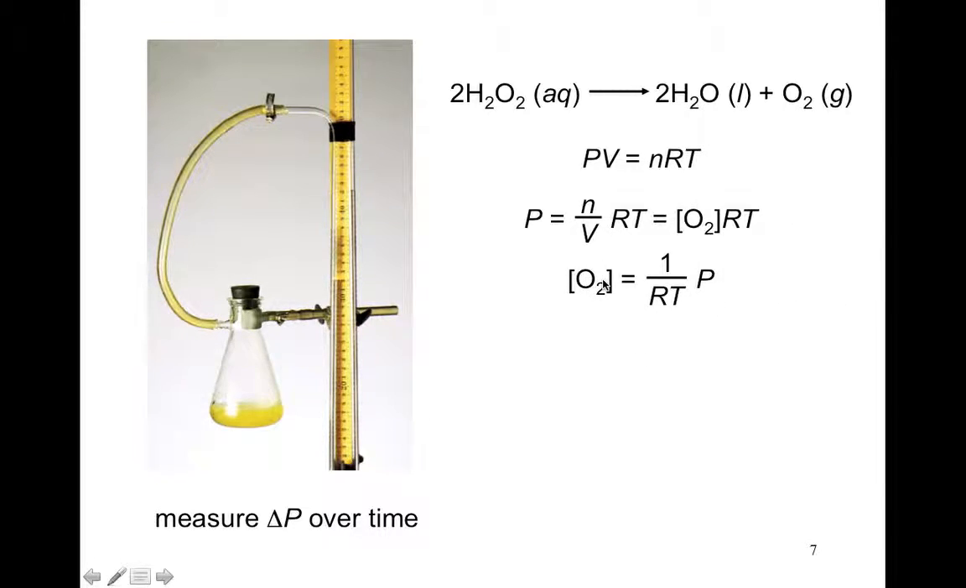So our oxygen concentration is equal to, we're just solving here with these two parts of the equation, solving for O2, 1 over RT multiplied by our pressure. So then we can say that our rate is equal to our change in concentration of oxygen gas divided by our change in time, and that is equal to what we solved for earlier, which is 1 over RT times our pressure change over time. So we're just applying this over a change in time.